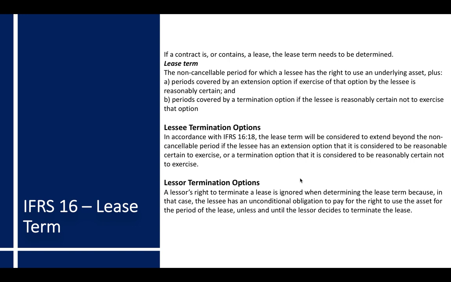periods. Lessor's termination options. Lessor's right to terminate the lease is ignored when determining the lease term because, in that case, the lessee has an unconditional obligation to pay for the right of use of the asset for the period of the lease unless and until the lessor decides to terminate the lease. So, in short, the lessor's termination options are ignored when determining the lease term.